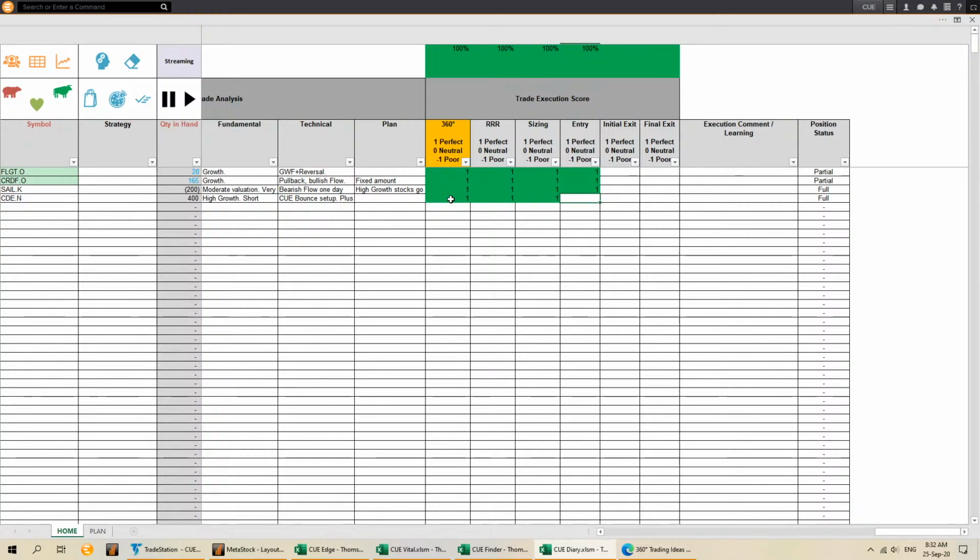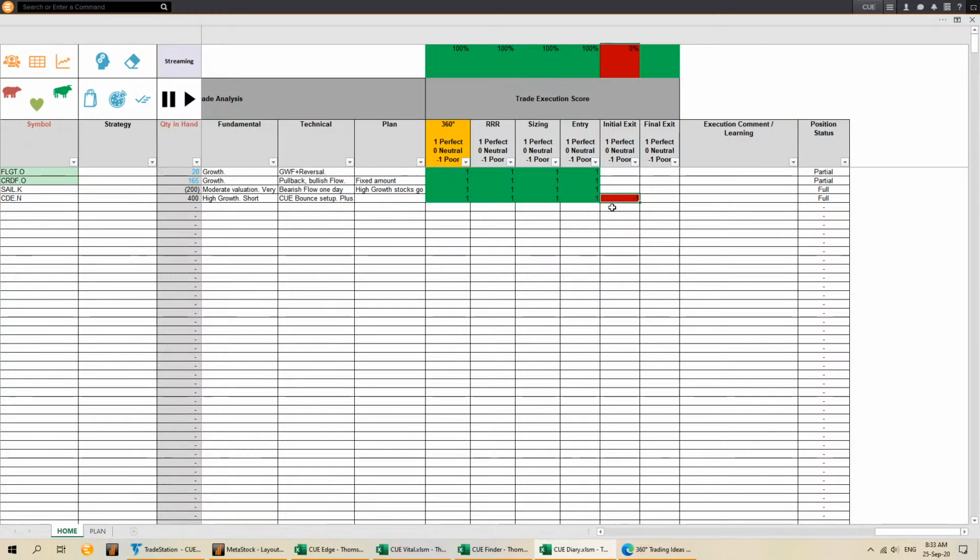And entry, yes, that was also perfect. Why? Because I am assuming I put on a GTC buy order just above yesterday's high, and that got executed today. So I am going to score myself as 1. Later on, when I exit the trade, I may score myself against initial exit and then final exit. If I am exiting the trade before the stop is hit or before the target is hit, then I am not following my plan. In that case, I am going to come and score my initial exit as -1, and you may see it changes the color, negative color, to red.